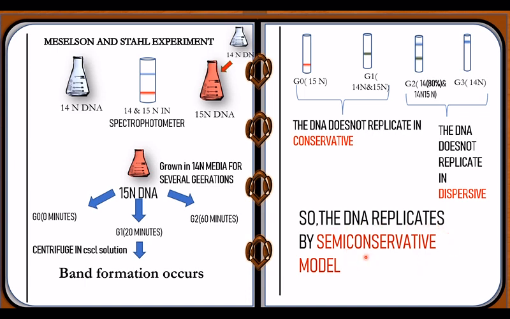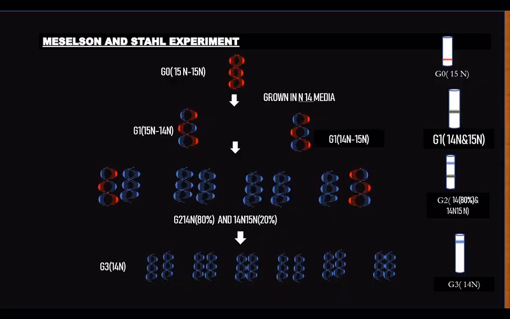So this proves that DNA replicates by the semi-conservative model. Now you can see a detailed pictorial representation of the Meselson and Stahl experiment. The first generation is 15N and 15N, which is grown in 14N media. Here only the hybrid is formed, that is 14N 15N and 14N 15N. You can see in the cesium chloride gradient also, only the hybrid is formed. No red color and no blue color is formed, only the green color hybrid is produced.